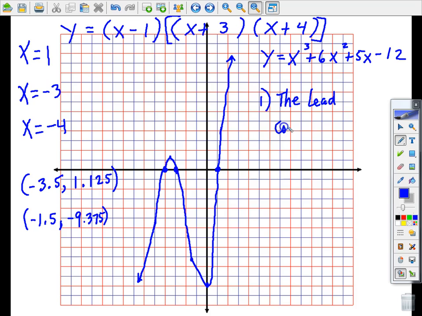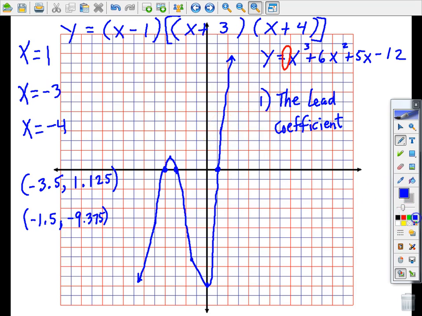Now I need to stop for just a minute and make sure you understand what I mean by lead coefficient. Lead means it's in front. And what's a coefficient? Number in front of it. Number in front of the variable. So what I'm talking about when I say lead coefficient is that number right there, which is positive 1.